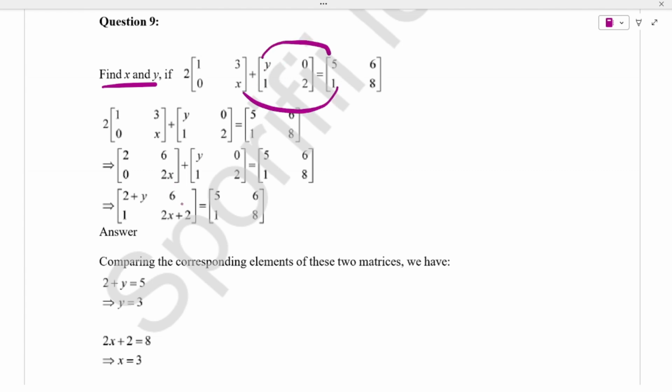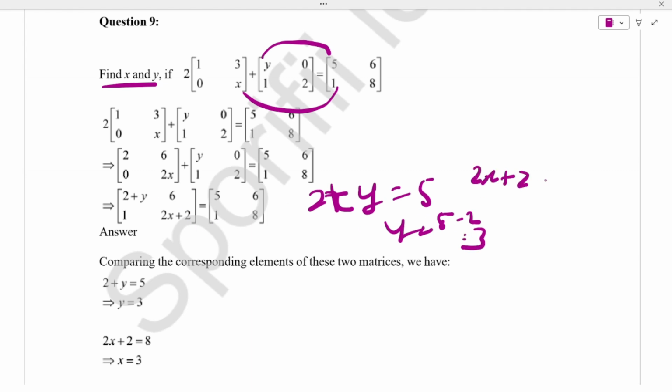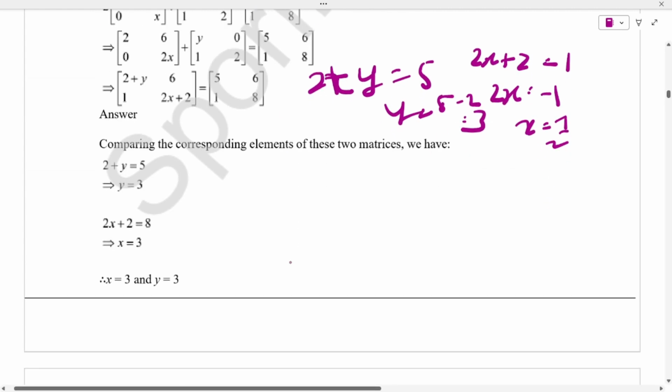Okay, now you will get 2x plus y is equal to 5. That means 2 plus y is equal to 5. That means y will be equal to what? 5 minus 2, that means equal to 3. And 2x plus 2 will be equal to 1. That means x will be, 2x you keep as it is, 2 you send here, 1 minus 2 will be minus 1, x will be equal to minus 1 divided by 2.